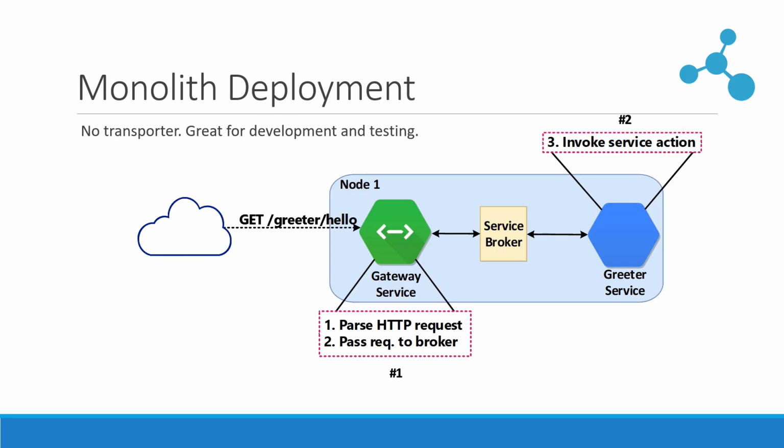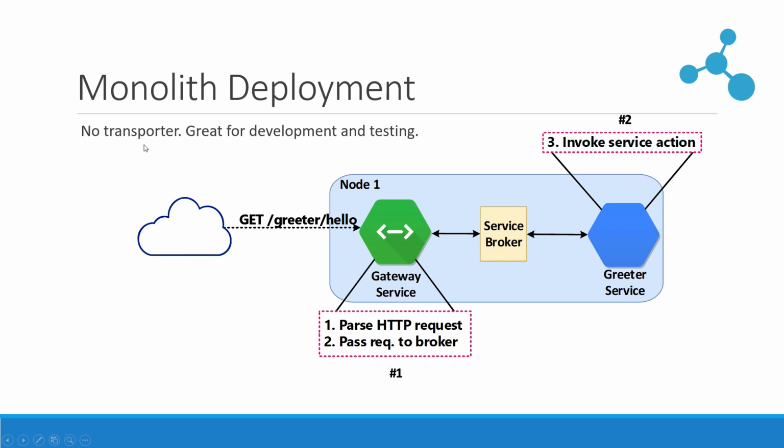So, for example, we can deploy our services as a monolith. In this case, we have two services running at a single node. In these kind of deployments, the services share hardware resources and they are considered local, so they can communicate with each other via local bus that's implemented right here at the service broker.